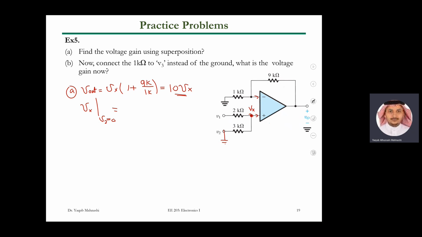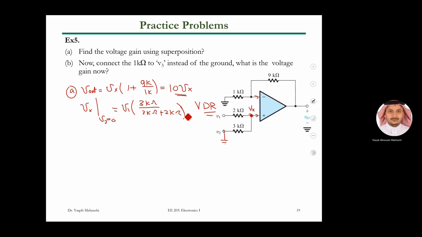Exactly. This is the resistance over the total resistance. So V1 multiplied by 3 kilo ohms divided by 3 kilo ohms plus 2 kilo ohms. Again, Shabab, voltage divider rule, our favorite rule. Make sure you know how to do that and how you implement it. So how much is this? 3 over 5.